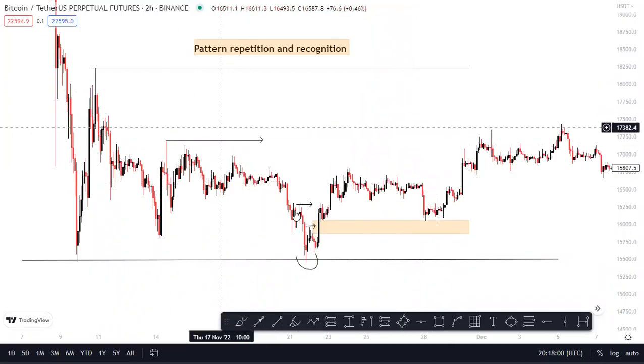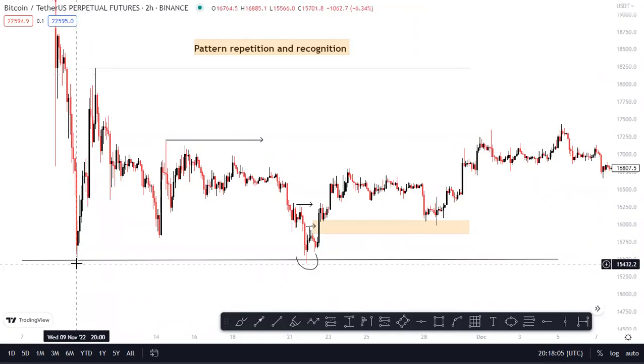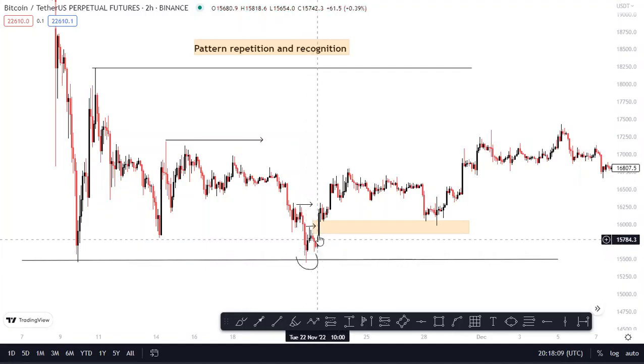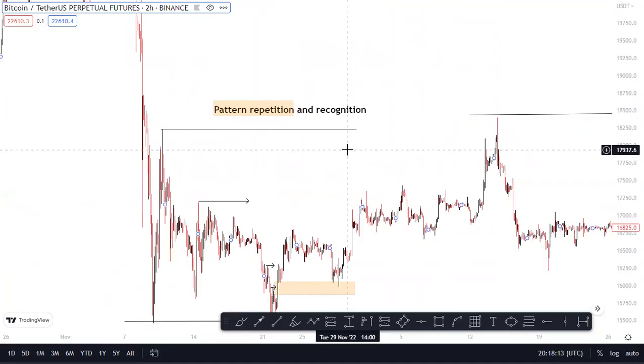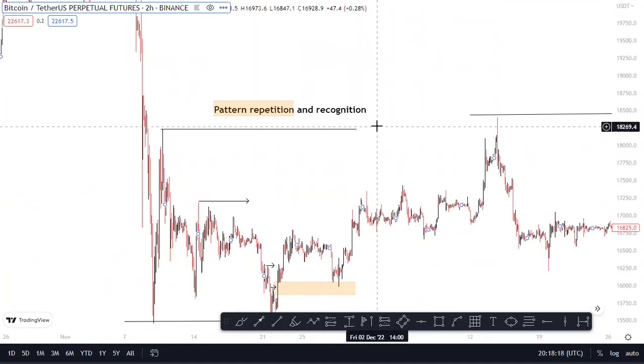So now try to recognize this pattern here. This is a high, right? And this is a low, right? So price swept this low and bought to the upside, right? And price swept this high at this point and sold to the downside, right?